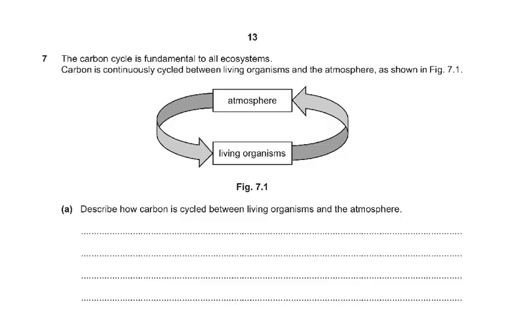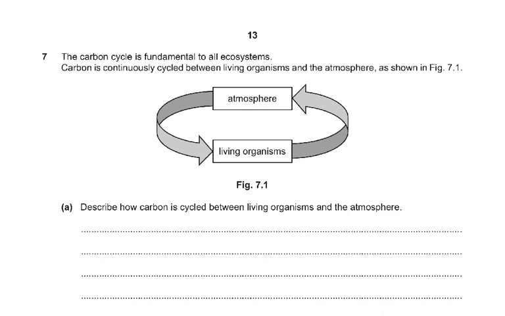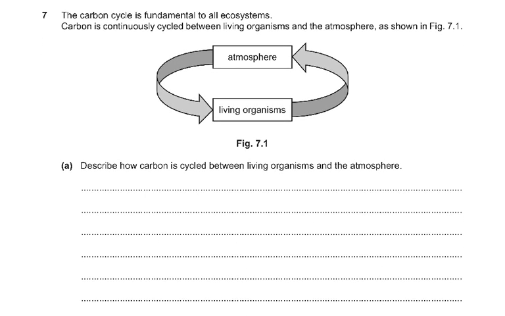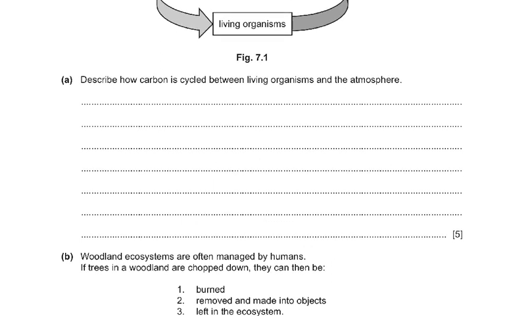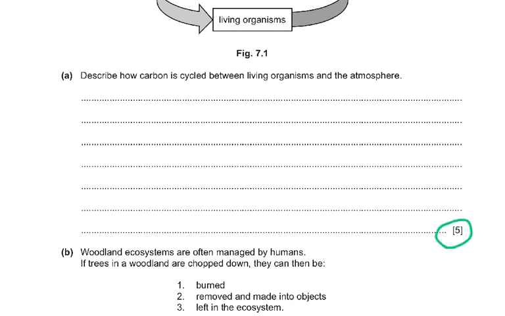Now coming to question number 7, this is the last question. The carbon cycle is fundamental to all ecosystems. Carbon is continuously cycled between living organisms and the atmosphere as shown in figure 7.1. Describe how carbon is cycled between living organisms and the atmosphere, and that's 5 marks. In the previous syllabus we had essay questions, and this is not quite an essay question, but a little like that.